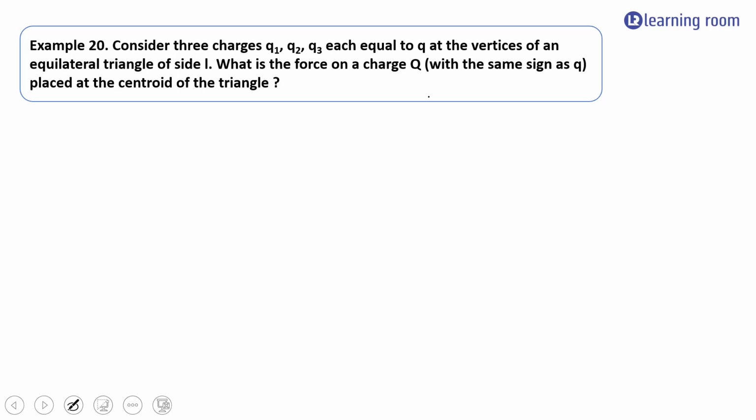See, if this question comes as a 1 mark question, what will be the answer you write? 0. Why is it so? All the forces cancel out each other because of the symmetry. Whereas if it comes as a 3 mark question, they're expecting you to write the detailed answer. Then you have no other option, you need to go with the concept of principle of superposition. So how are we going to do that?